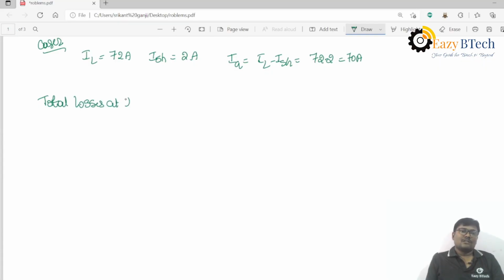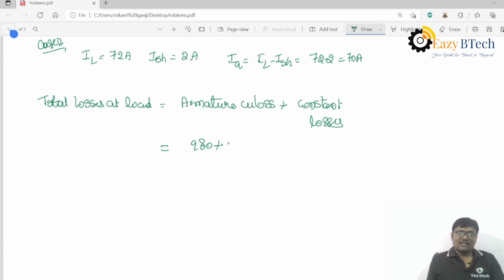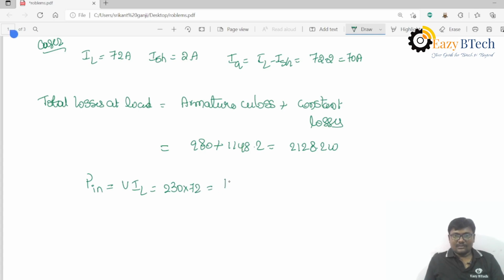The total losses at load is armature copper loss plus constant losses. The armature copper loss is 980 plus 1148.2. Then I got it as 2128.2 watts. What is the power input at the 72 amperes? V into IL, 230 into 72. Then 16560 watts. That should be equal to 16.56 kilowatts.